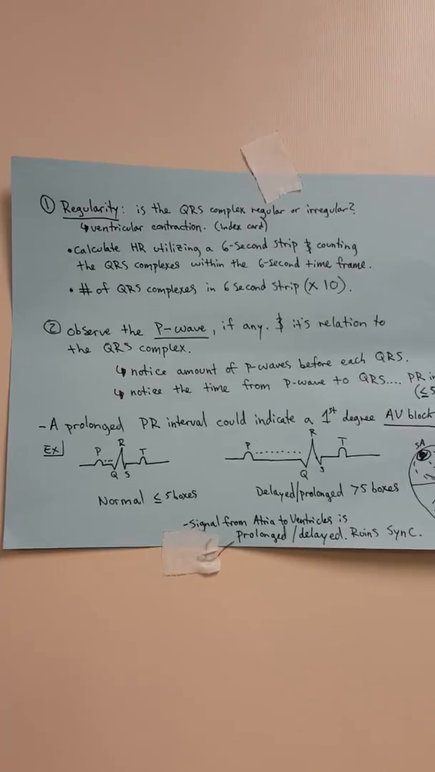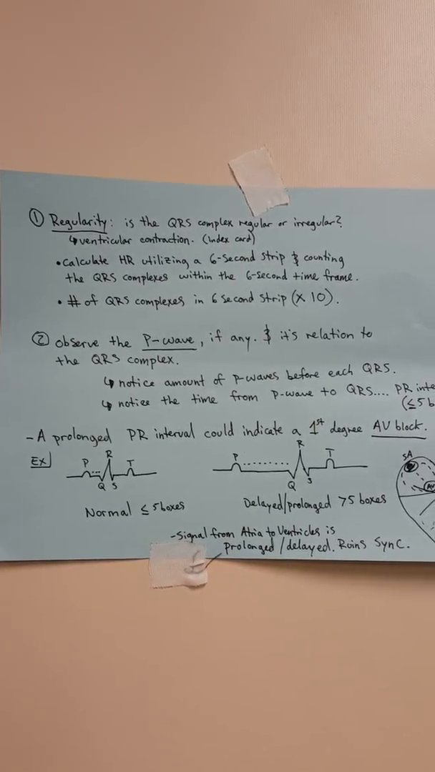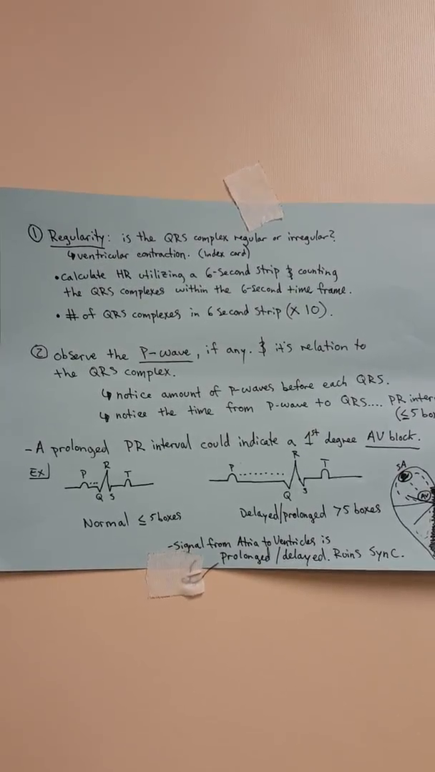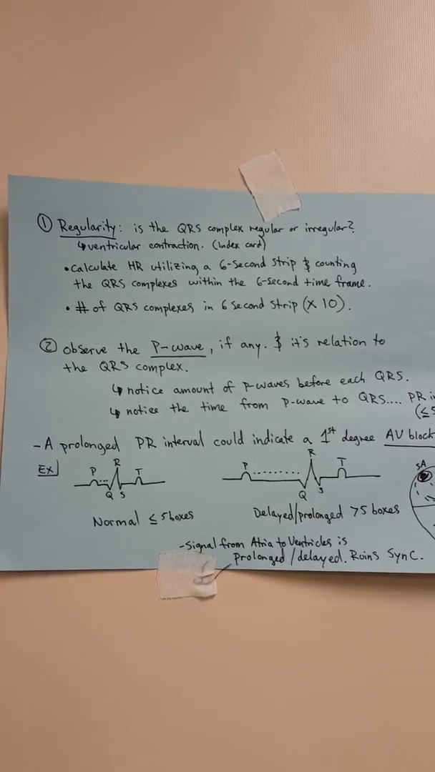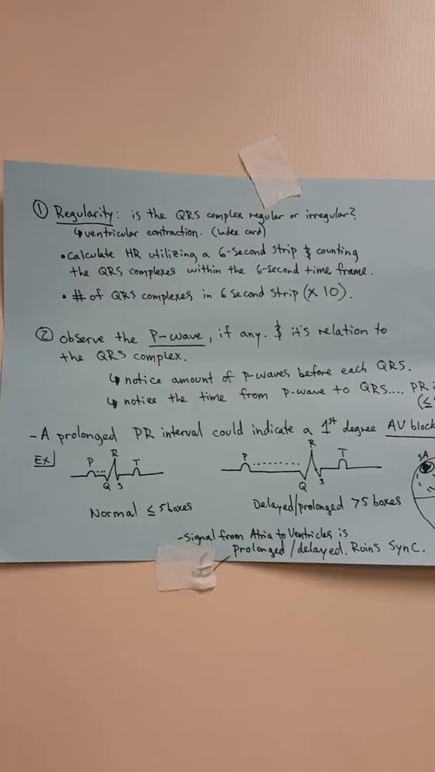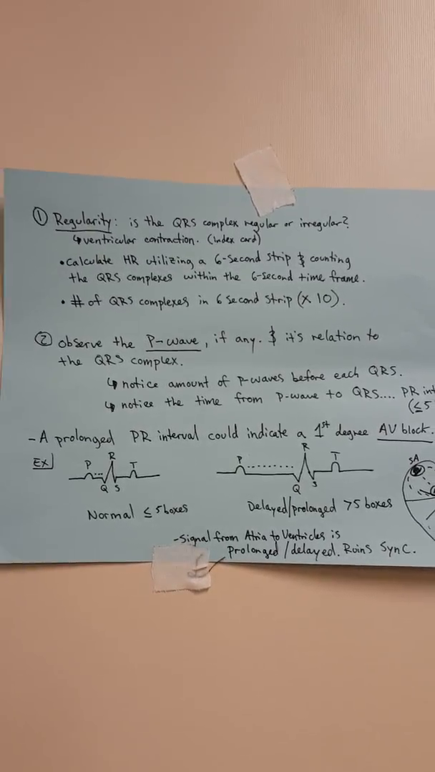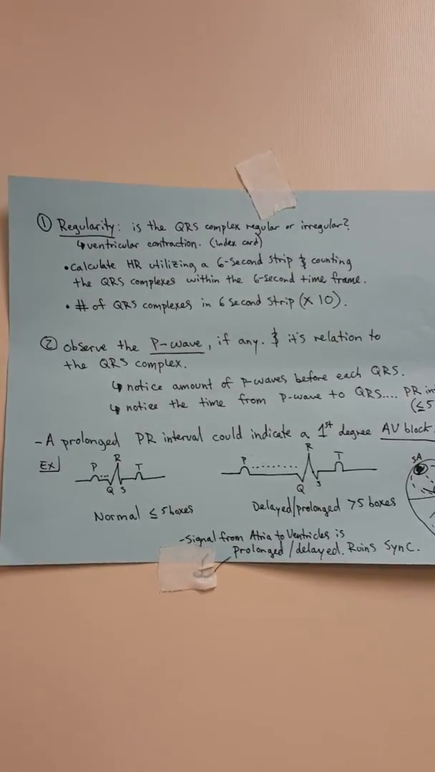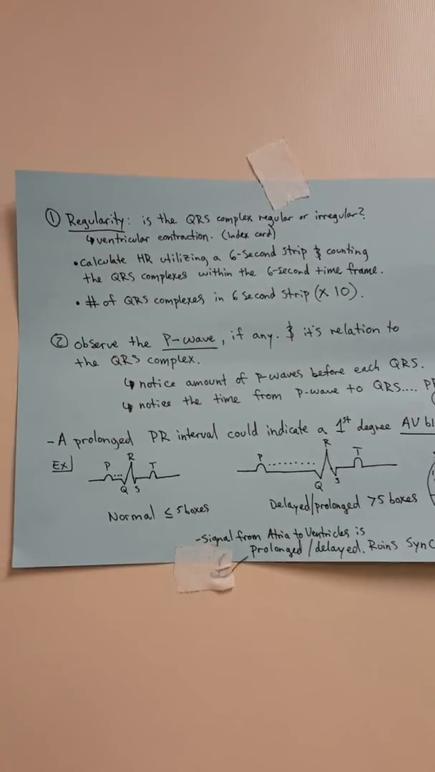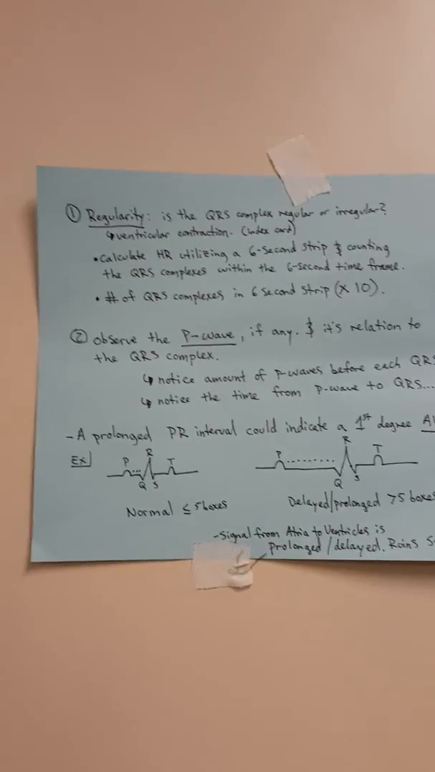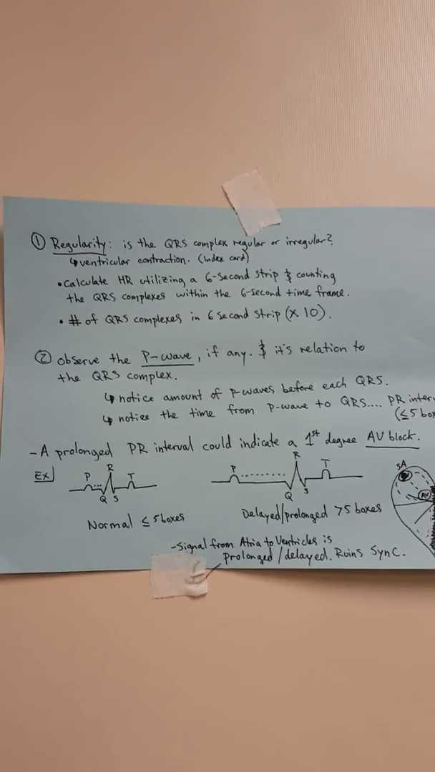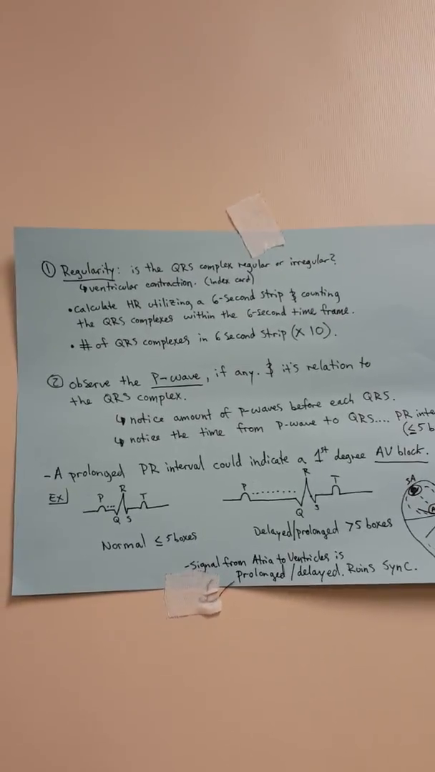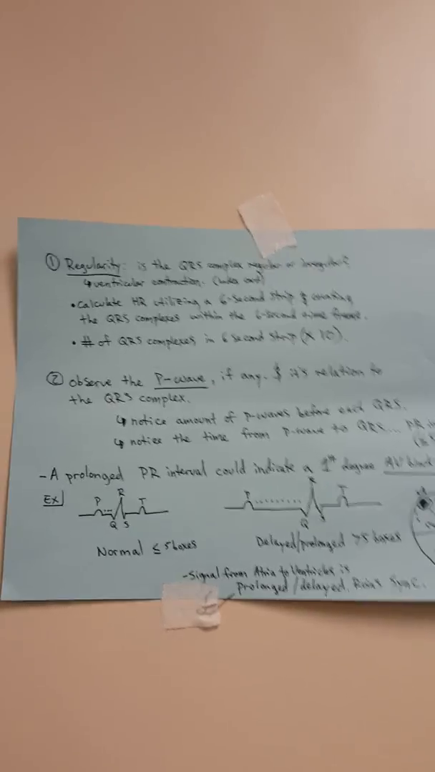So you must calculate the heart rate utilizing a 6-second strip and counting the QRS complexes within the 6-second time frame. Number of QRS complexes in a 6-second strip times 10 will give you your approximate heart rate. It's not very accurate, but it gives you some parameters to work with. Number 2, observe the P wave, if any, and its relation to the QRS complex.